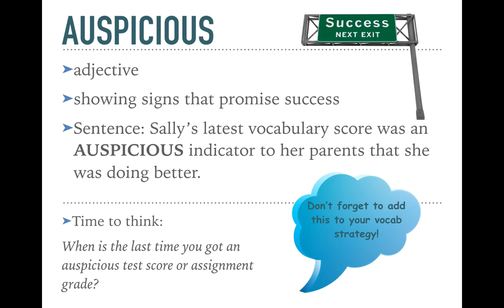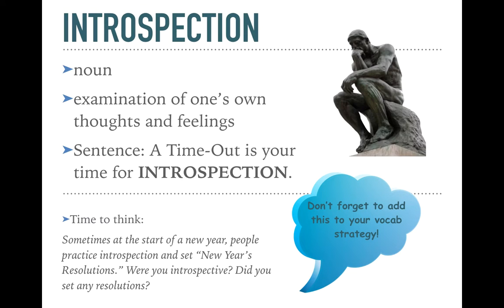We're going to move on to our second word, which is introspection. Now, clearly this word uses the root specto because you can see it right there in the word. It's a noun, and it means examination of one's own thoughts and feelings. So a timeout is often a time for introspection. It's a time to think about what you've done. Don't forget to add this word to your vocab strategy, and do definitely note that this is a noun. It'll be used as a noun in any sentences that you'll need to fill in the blanks for.